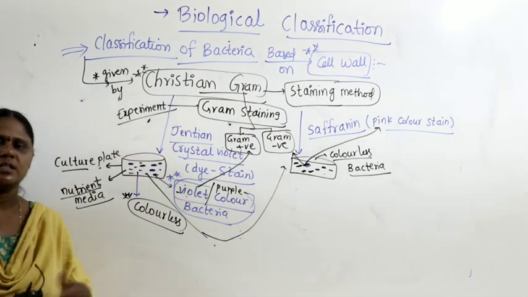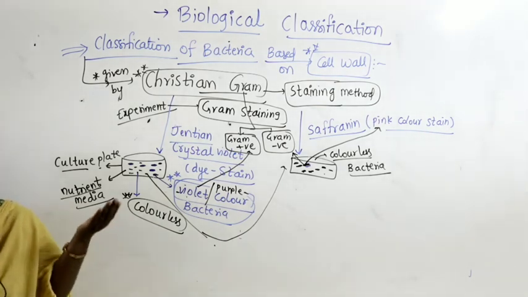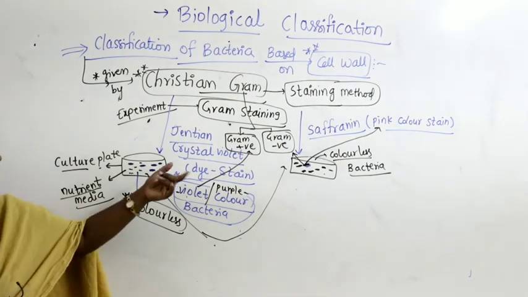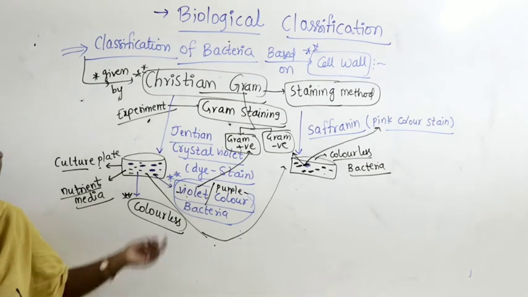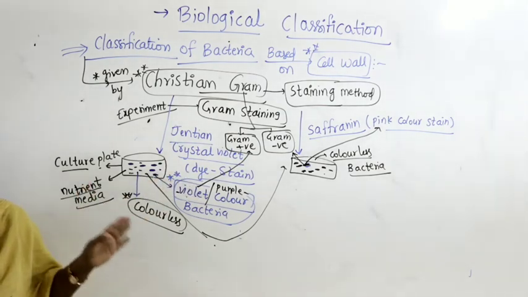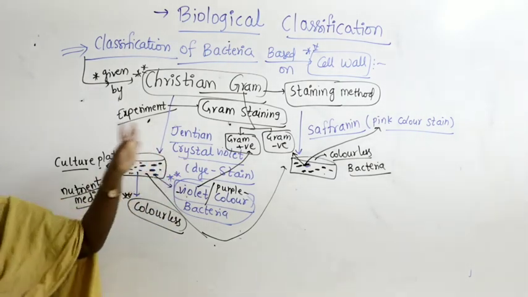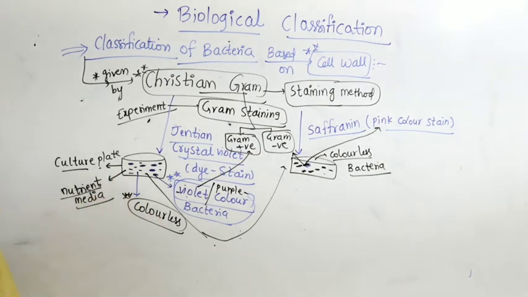So when you take the culture and expose it to two different stains, if some bacteria appear purple or violet, they are called gram positive. Some other bacteria become colorless, and after applying safranin they appear pink in color, and they are called gram negative. So try to remember, violet or purple color bacteria are generally called gram positive, pink color bacteria are generally called gram negative. Now let us continue our discussion here.